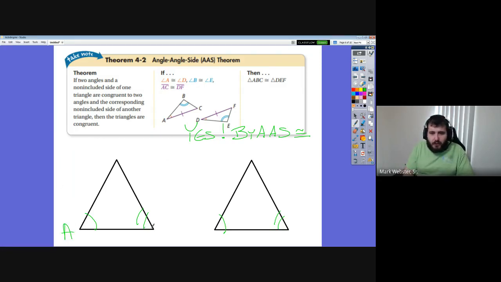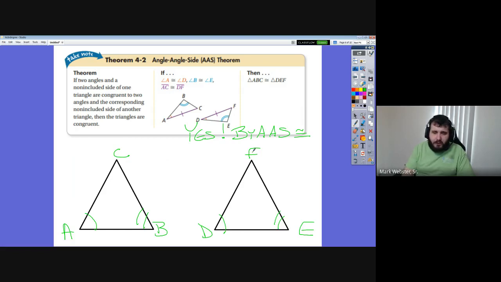Angle A is going to go here. Angle B is going to go here. Oh, and what's the one angle on the other one? We got D and we got E, right? And let's put the two other ones. What's the missing one here? It is C. What's the missing one here? It is F.